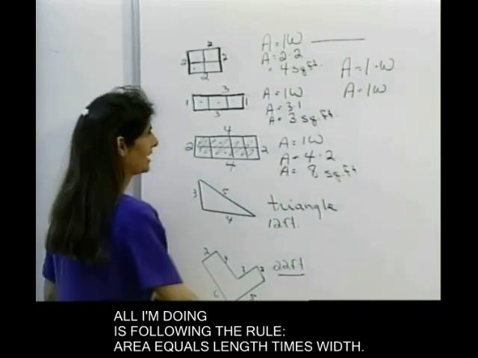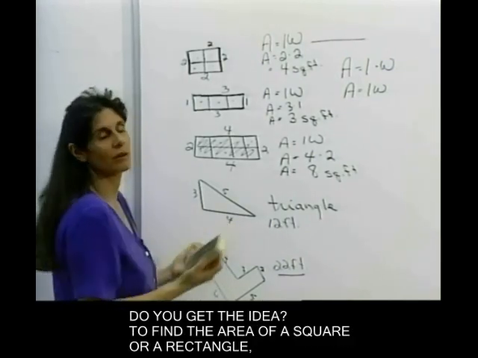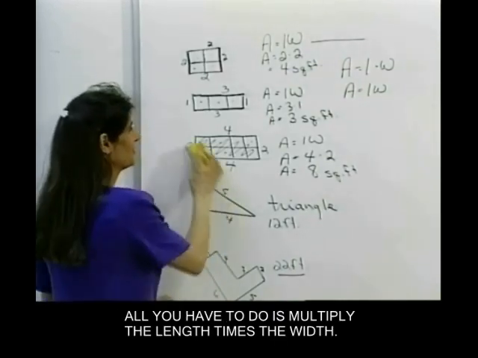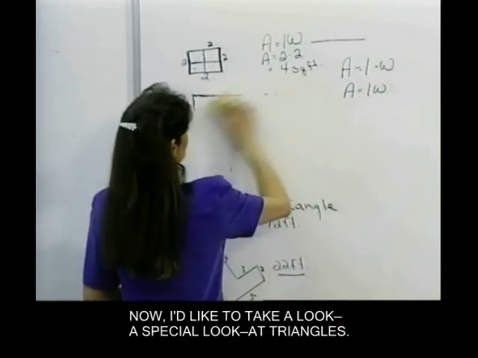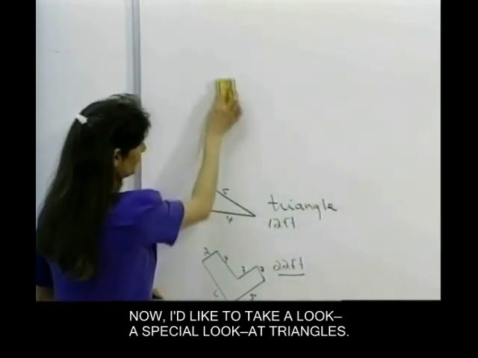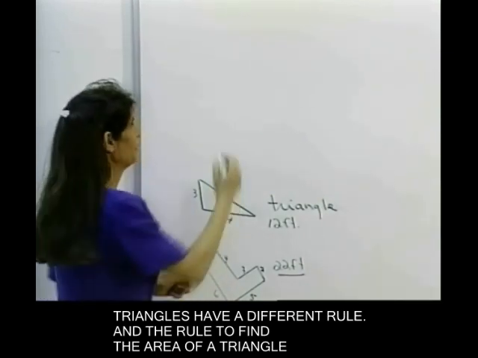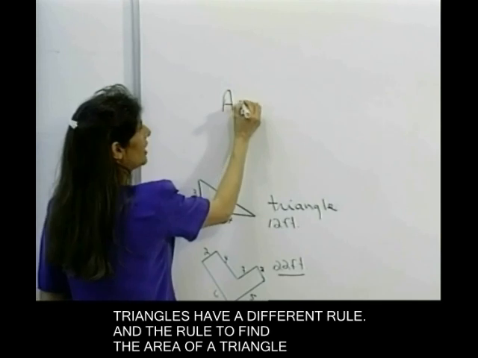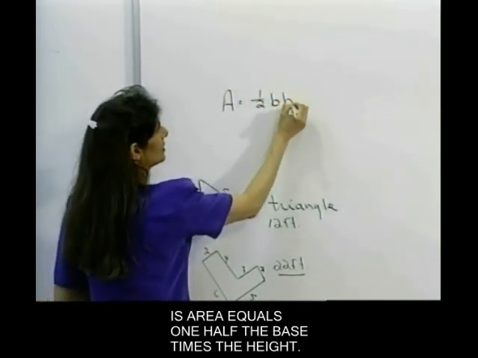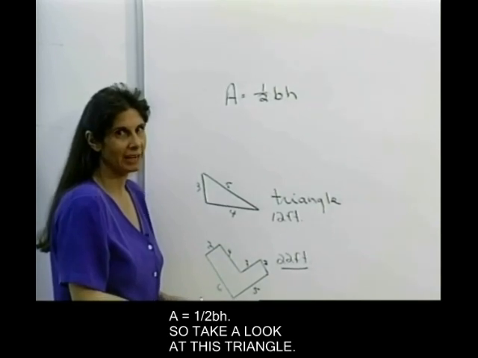Area equals length times width. Do you get the idea? To find the area of a square or a rectangle, all you have to do is multiply the length times the width. Now, I'd like to take a special look at triangles. Triangles have a different rule. The rule to find the area of a triangle is area equals 1/2 the base times the height.